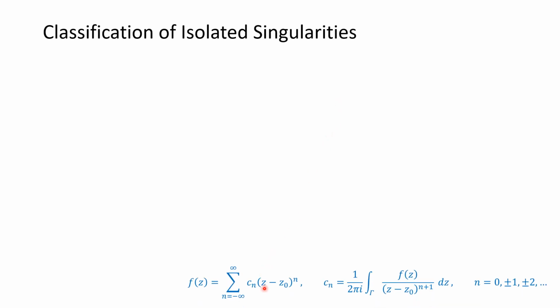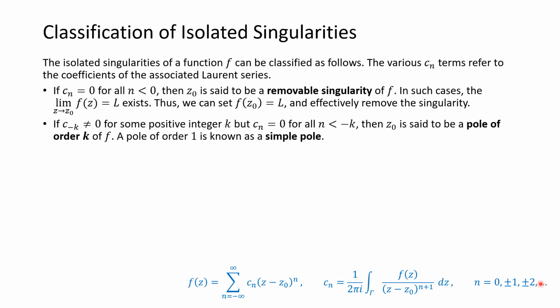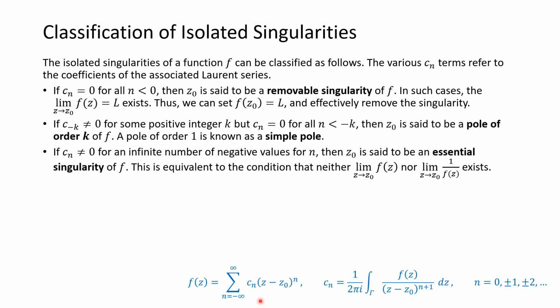So let's classify the isolated singularities. We're going to use the Laurent expansion of a function about z sub 0. And I wrote it down here just to remind us what it looks like in general. There are three cases depending on how many of these c sub n's are not 0 when the index is negative.